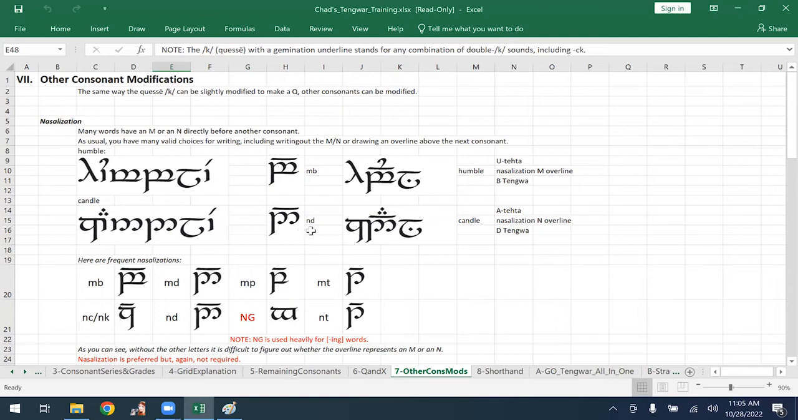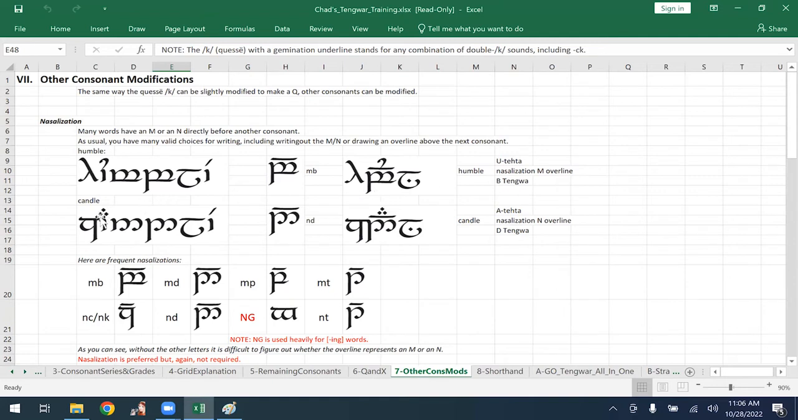General mode. So here's another way to write humble. By the way, we don't say the H here in Texas. I don't know about over there, but H-U-M-B-L, and then that dot is the final silent E. So humble or umble, however you want to say it. U Tehtar over the nasalization M overline, and then the B Tengwar.